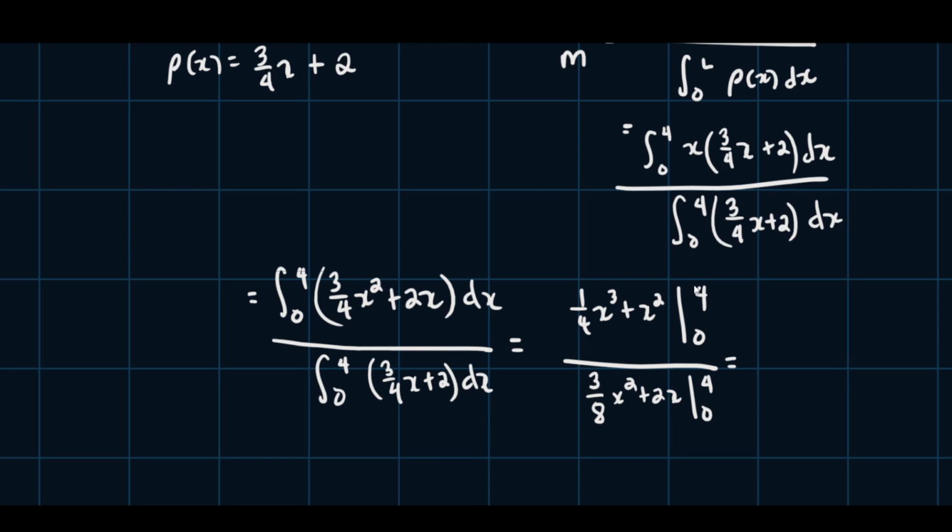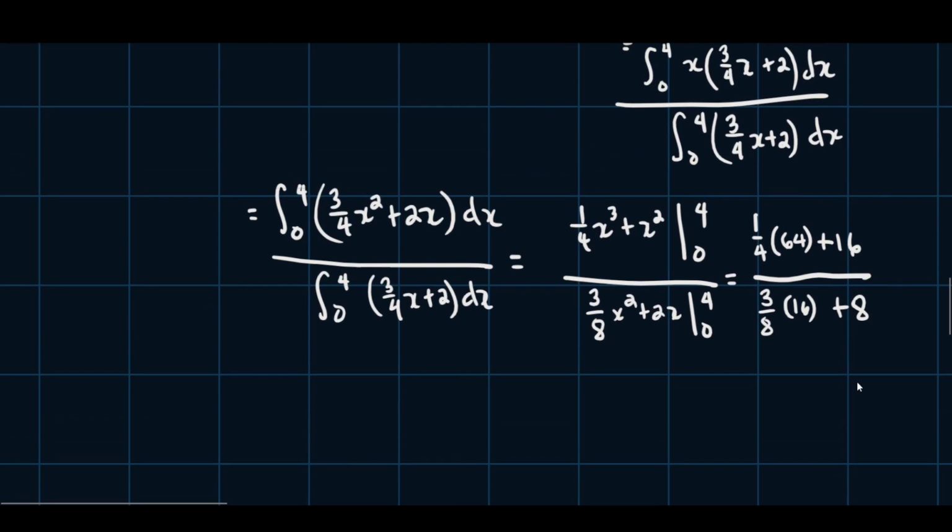Okay, so at x equals 4, the numerator will become 1/4 times 64 plus 16 all over 3/8 times 16 plus 8. Now simplifying, this will be 16, this will be 2. So we have 32 all over 14, or 16 over 7.